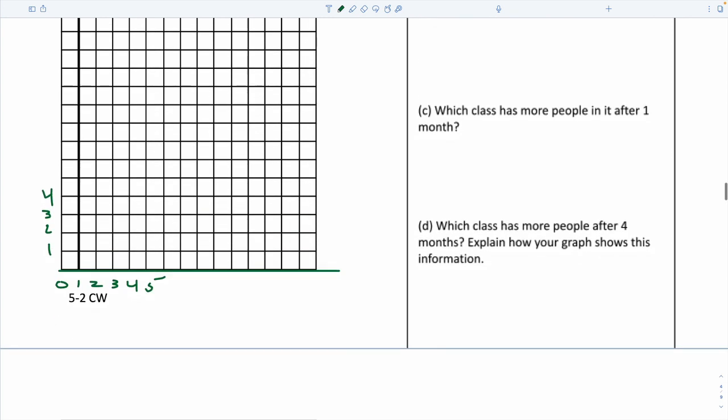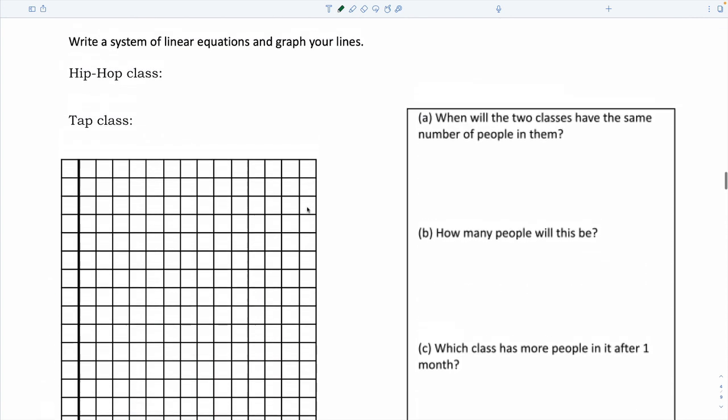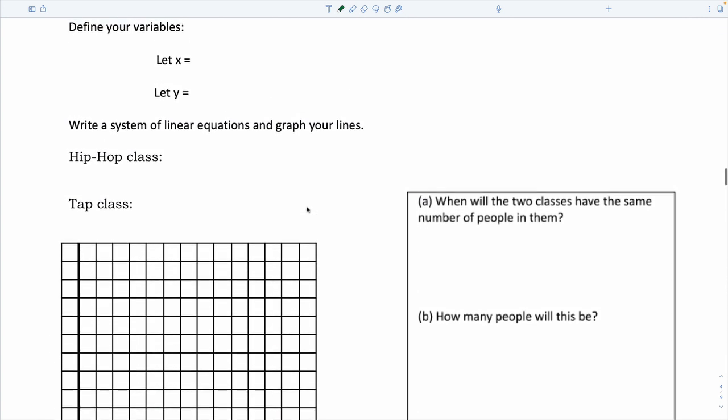Sneaky, sneaky. Once you have an equation that works for hip hop and tap, check with your partner. Then graph it, check with your partner, then answer the questions.